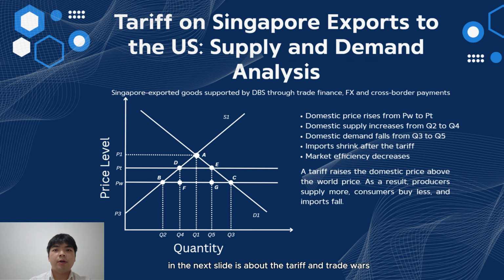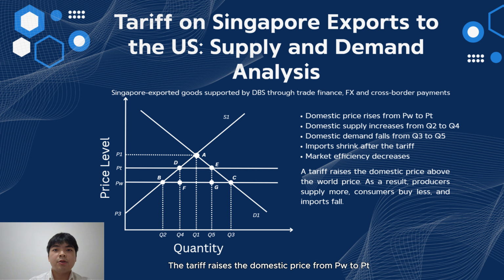The next slide is about tariffs and trade wars. In this slide, I'm using supply and demand to show the effect of a tariff on Singapore exports to the US, with the trade supported by DBS through trade finance, foreign exchange, and cross-border payments.